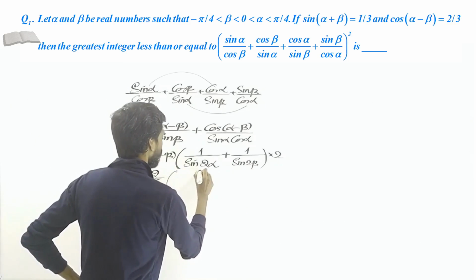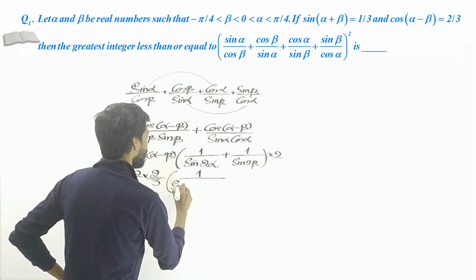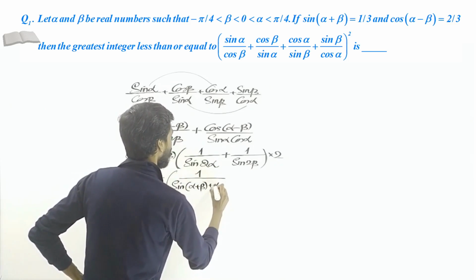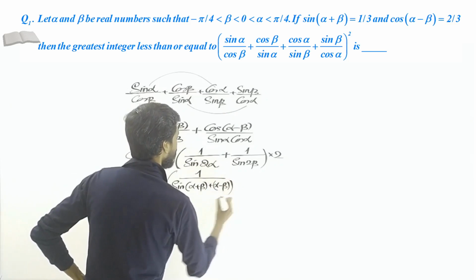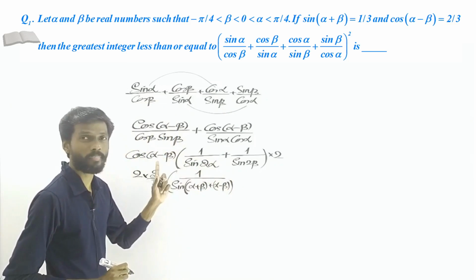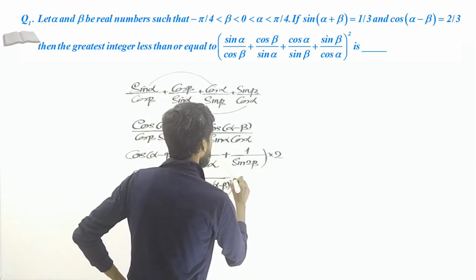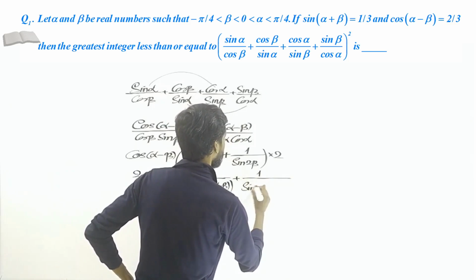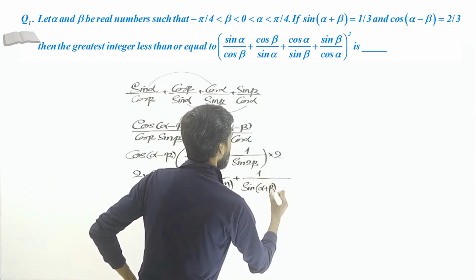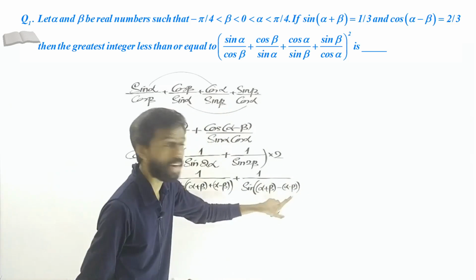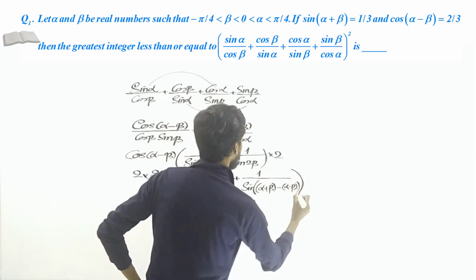Here we can write 2 alpha as sine of alpha plus beta plus alpha minus beta, because that is what is given in the question. If you add these two, we'll get 2 alpha. Similarly, 2 beta can be written as sine of alpha plus beta minus alpha minus beta. If you subtract, you will get 2 beta. So that's it. We have to simplify this.